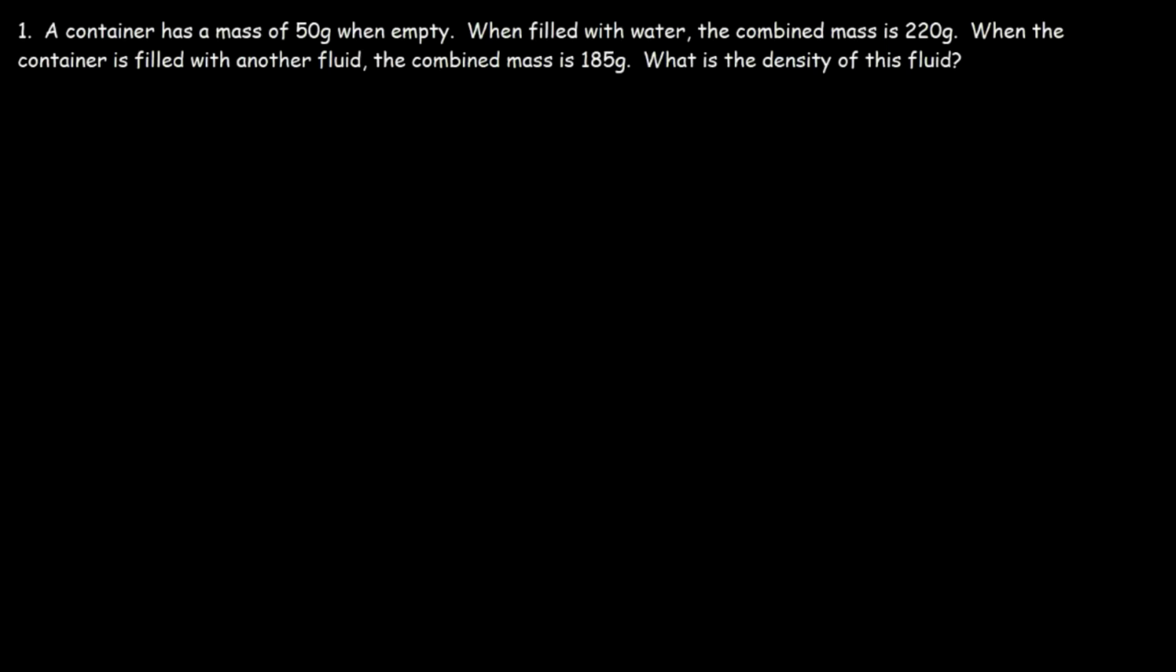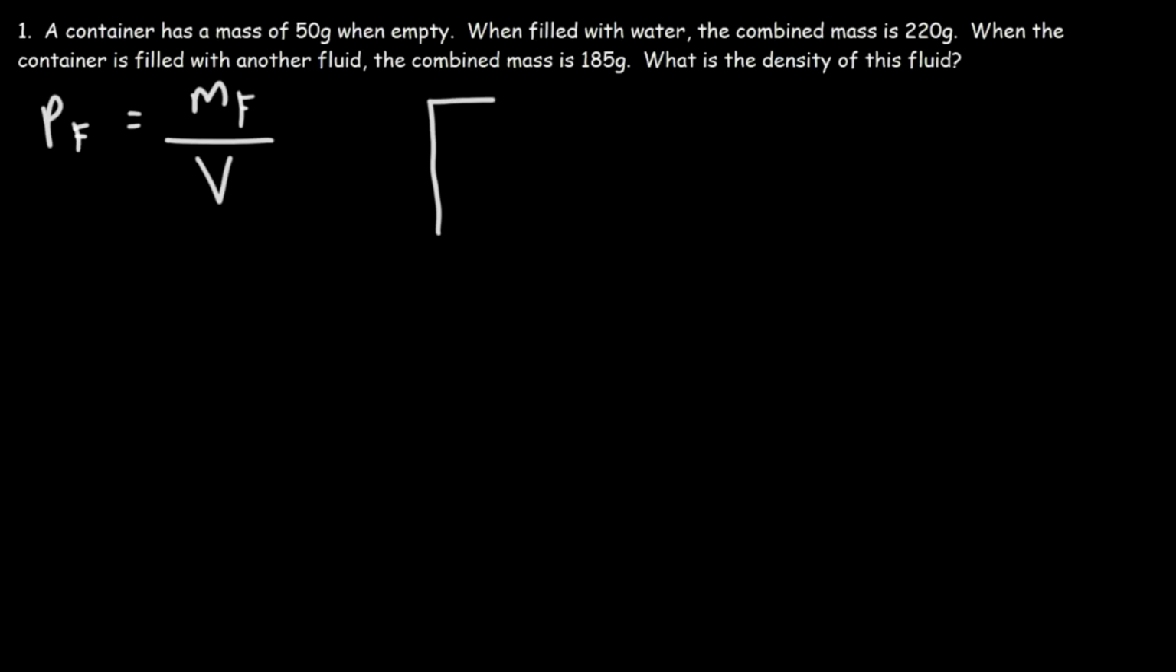A container has a mass of 50 grams when empty. When filled with water, the combined mass is 220 grams. When the container is filled with another fluid, the combined mass is 185 grams. What is the density of this fluid? The density of the fluid is going to be the mass of the fluid divided by the volume of the fluid.